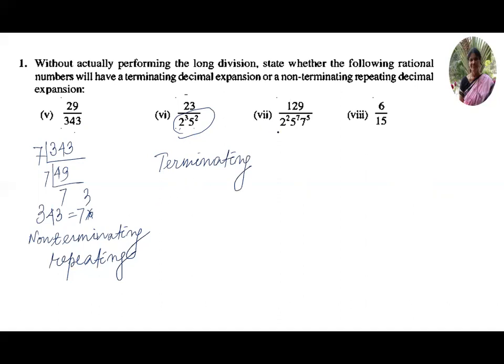Coming to seventh one, oh, there is 7 or many 7s are there. So it is non-terminating. You may be thinking 2 are there, 5 are there, but still if extra factors other than 2 and 5 are there, it will be non-terminating, non-repeating.